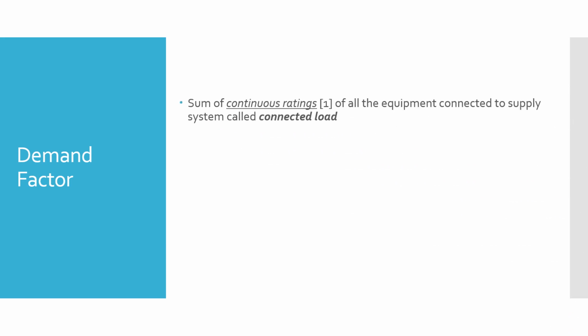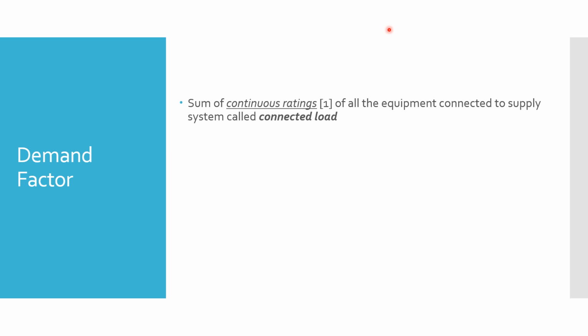Let us now talk about demand factor. Before we move on to demand factor, we need to figure out different terms. First of all, we need to talk about continuous ratings, which are specified on different devices. For example, for a 100-watt bulb which you purchase from the market, the continuous rating is 100 watts. If you switch that bulb on, it will consume 100 watts and generate light, and it will keep on consuming 100 watts constantly at all times until that bulb is switched off.